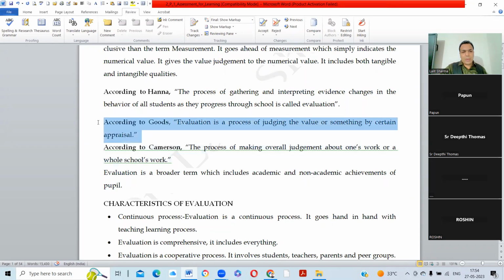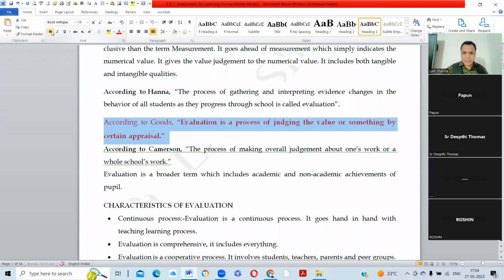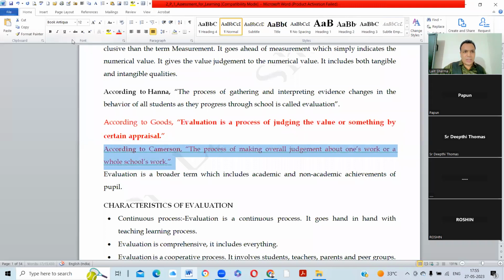Good has said about evaluation. He has said evaluation is a process of judging the value of something by certain appraisal. What would that appraisal be? Appraisal would be the evaluation tool. Or you can learn the Cameron definition.